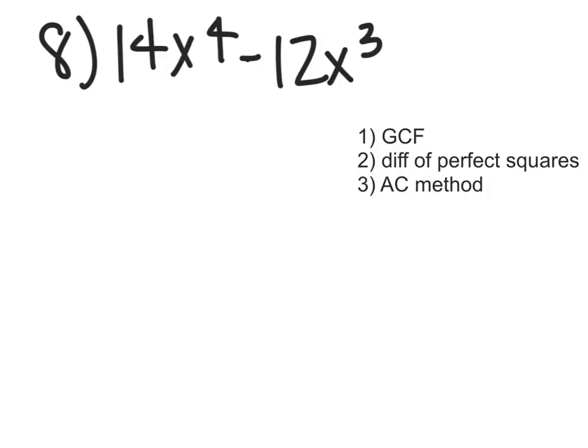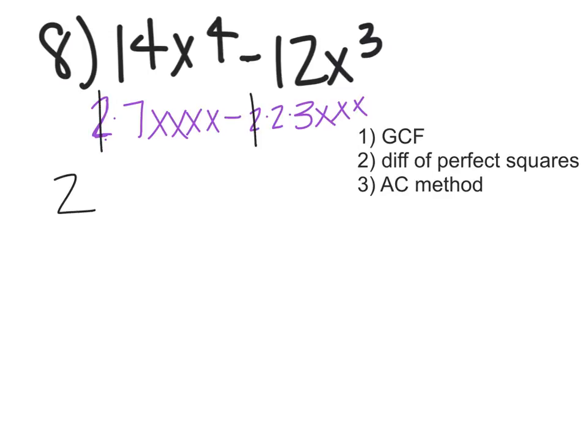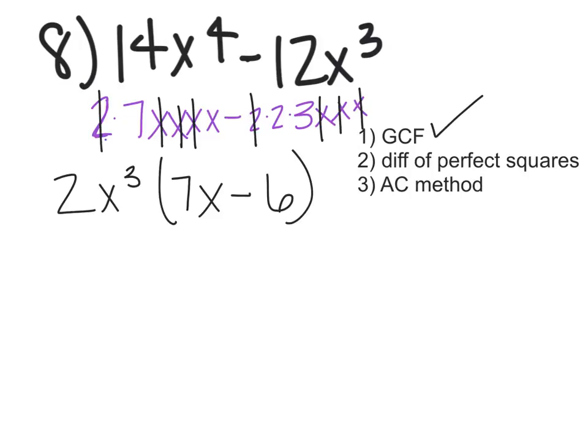So problem 8, I have a 14x to the fourth minus 12x to the third. First thing I'm always going to do is look for a greatest common factor. So I notice both these are divisible by 2, so I'm going to go ahead and prime factor this. 14 is going to be 2 times 7, and then 4 x's. And then 12 is 2 times 2 times 3, and then 3 x's. So again, I'm looking for what they have in common. Well, they both have a 2, so I'm going to take out that 2. They both have 3 x's, so x to the third. And if I take out that 2 and that x to the third, I'm left with 7x minus 2 times 3 is 6. So I did step 1, I took care of the GCF.